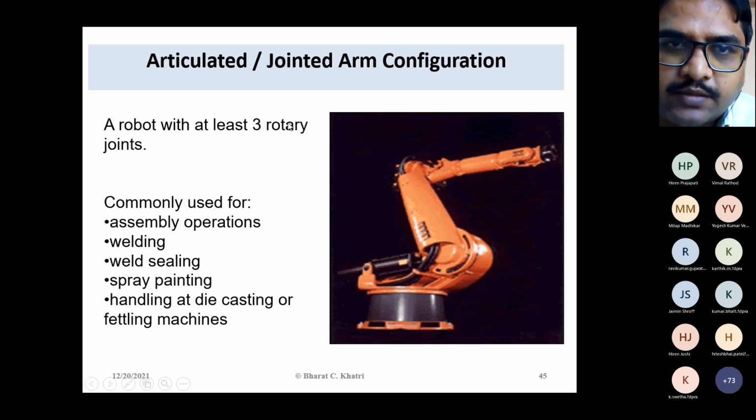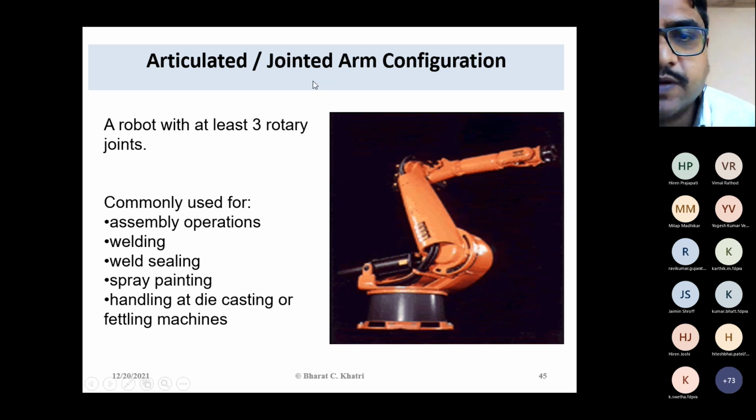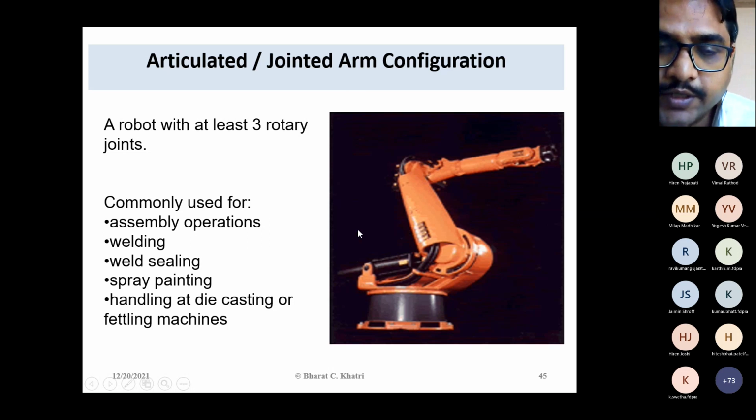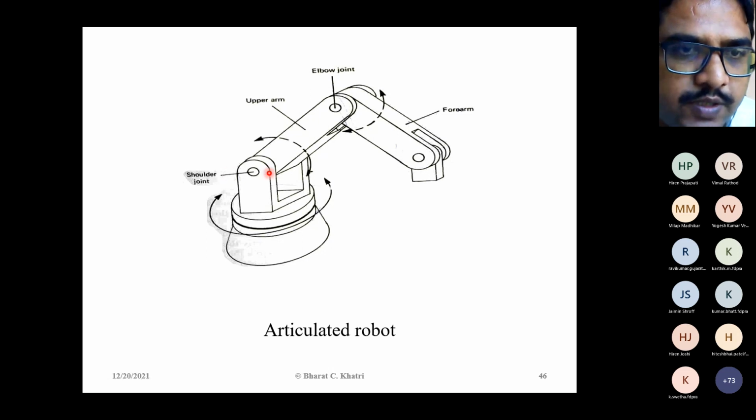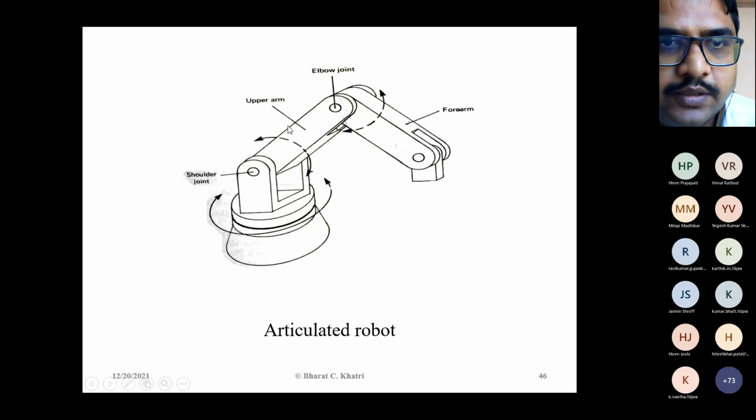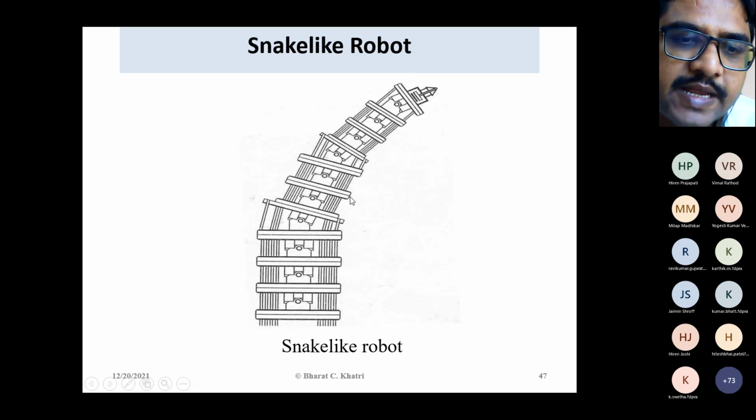So here we are designing a joint arm configuration similar to the human arm, so it can do different work. Here you can see the shoulder joint, the elbow joint, the forearm, and this is the upper arm. So this is an articulated robot, which, if you put skin on it, will look like a human arm. Lastly, there is a snake-like robot, which can move like a snake.